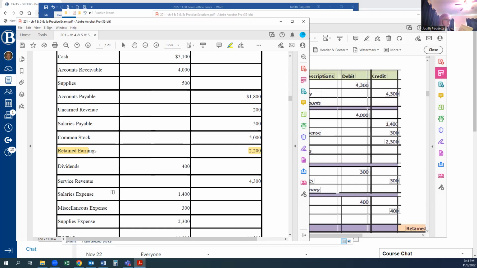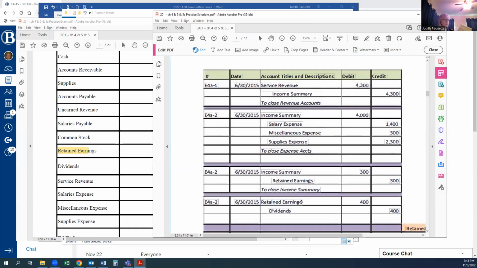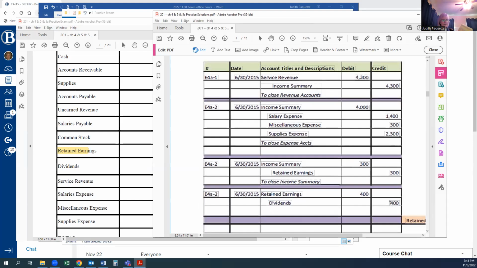And now it's time to close this dividend account, 400. So let's close it. We're going to credit dividends to make it go to 0. And we're going to debit retained earnings. And that's closing entry number 4 for 400. So in the chat, tell me what my ending balance in retained earnings is. Should be 2,500 credit.